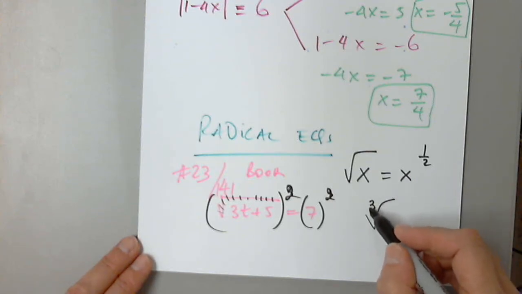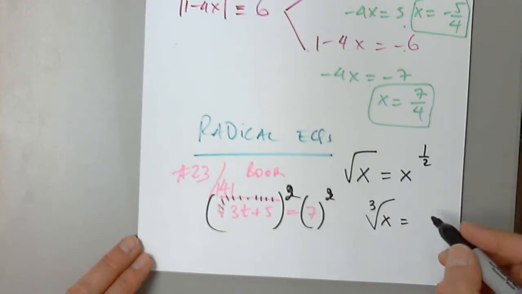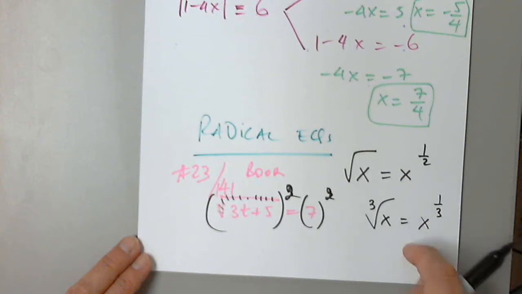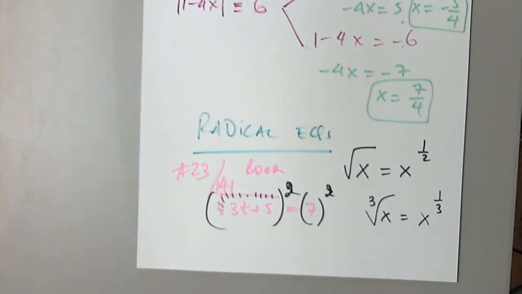What if the cube root is in the problem? That means x to 1/3. This is when we do what to both sides? Exactly. So this is very important. A lot of my students don't remember this, that the square root or any root is a fractional exponent. Any radical is a fractional exponent.